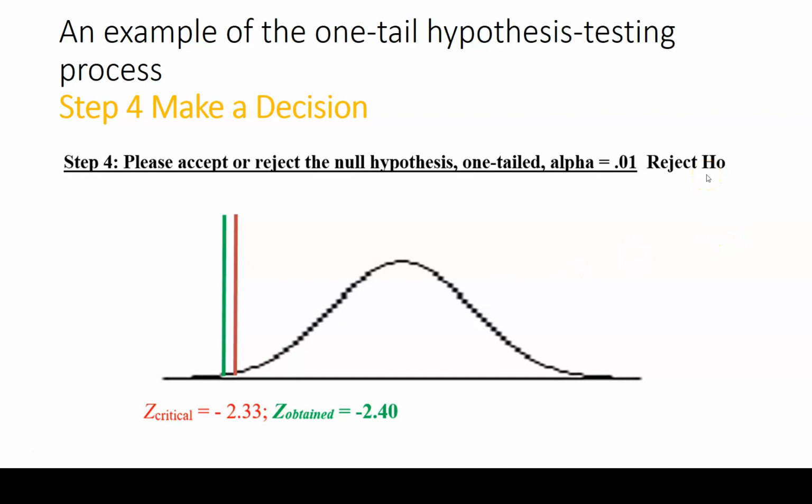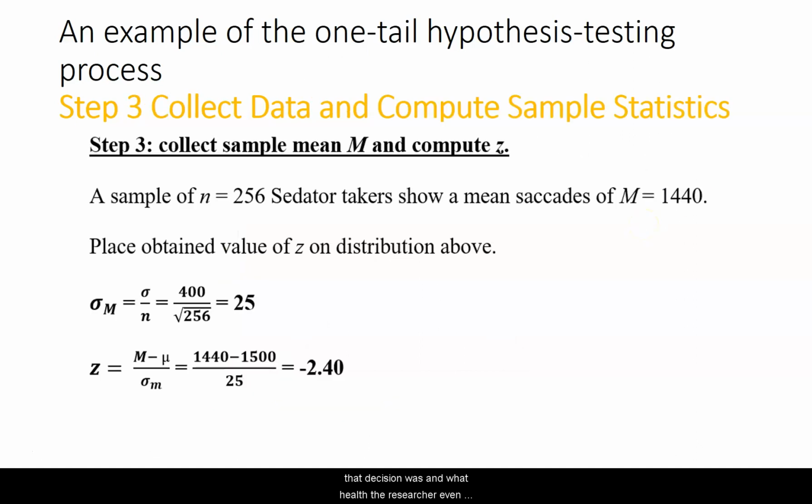I'm going to reject it. It's not really a decision. It's just basically the outcome that was on the scale. So what contributed to that outcome, and what helped the researcher, even though it was just by an eyelash, was that huge N. The N made the standard error very small, which basically allowed the Z to be even larger. I should say it compensated, if you will, for the large standard deviation.